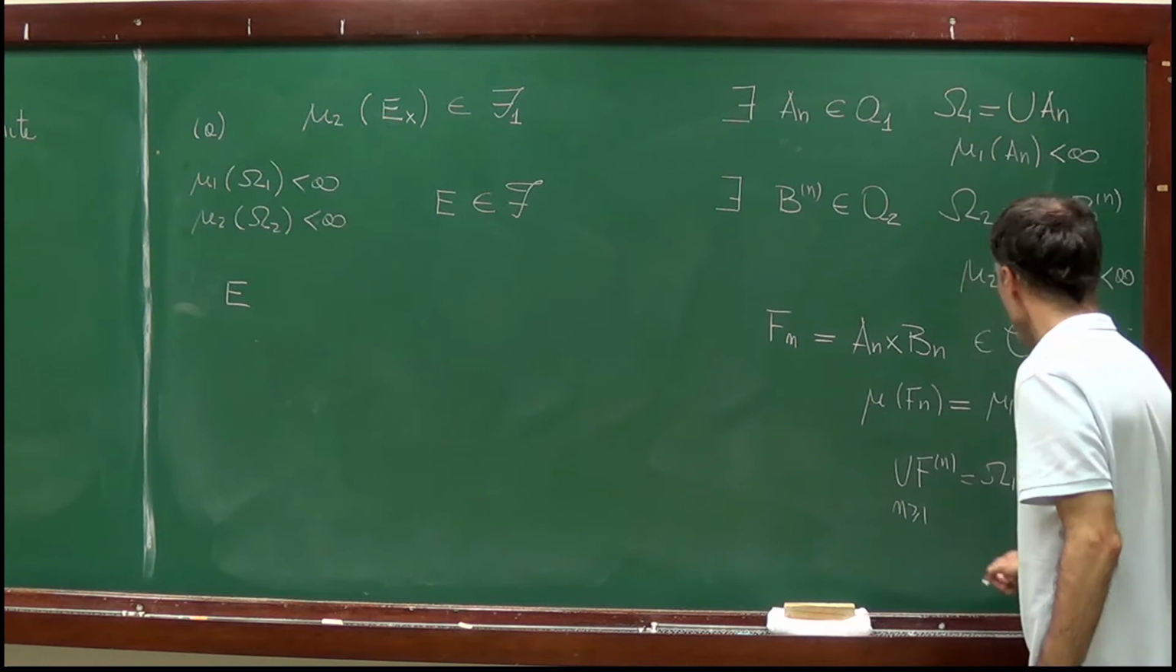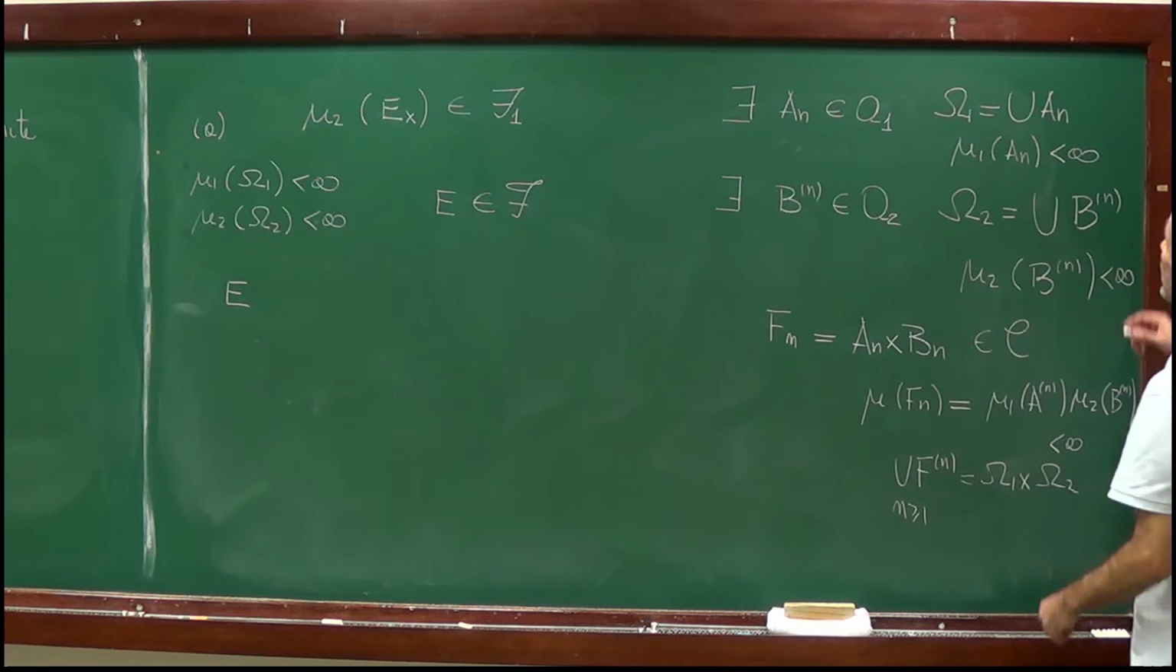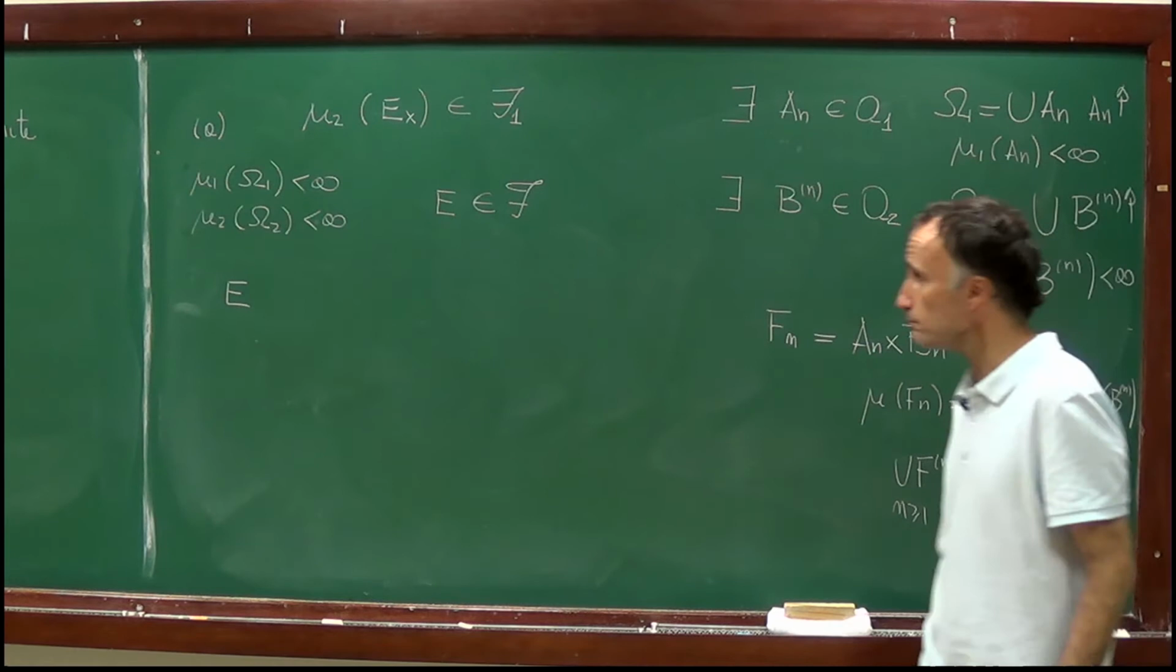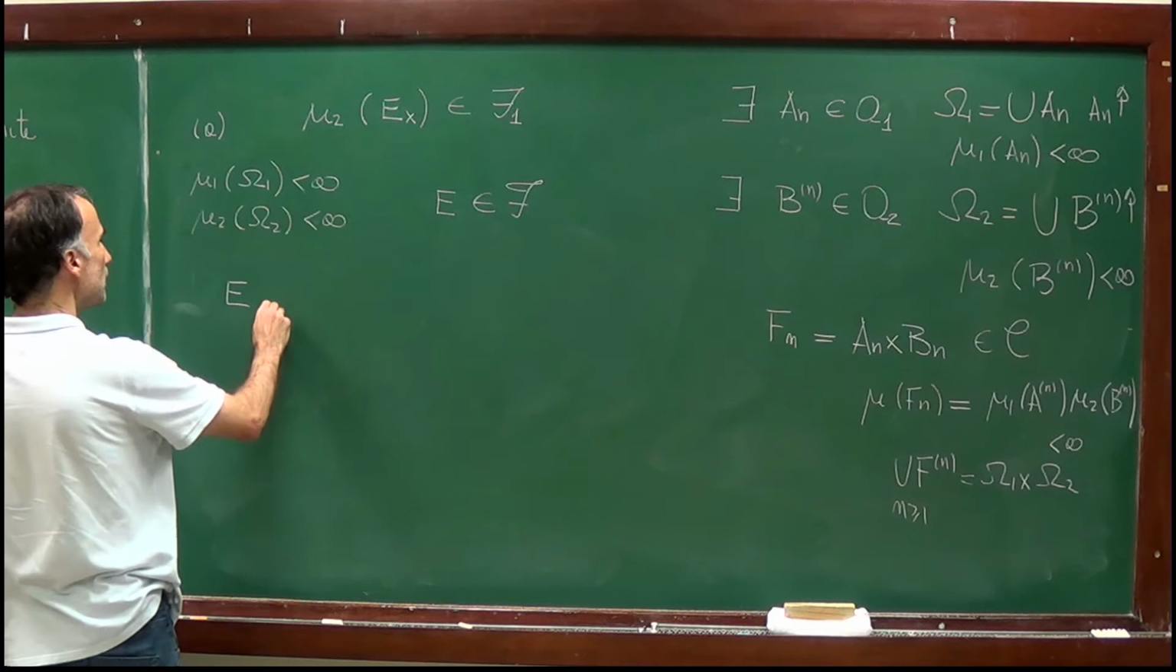And if you take a point in omega 1 and a point in omega 2, and if you assume that these sets An are increasing, which we can always assume, and that the sets Bn are increasing, it's easy to check that any point in omega 1 times omega 2 belongs to all Fn starting from some index n. So I will take here the restriction of E to ANBN, or to the set Fn.